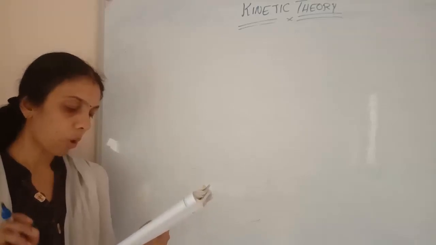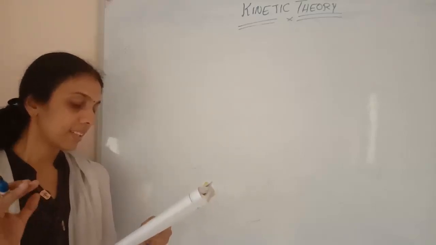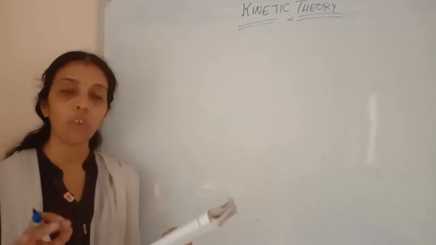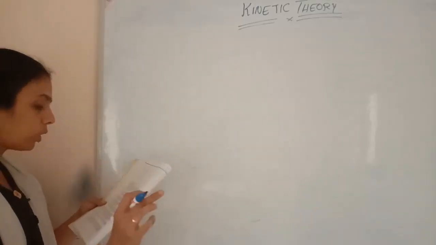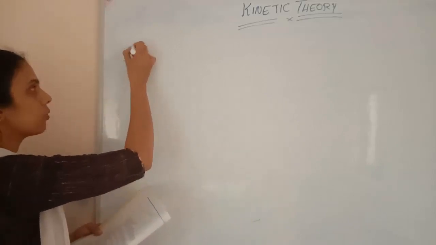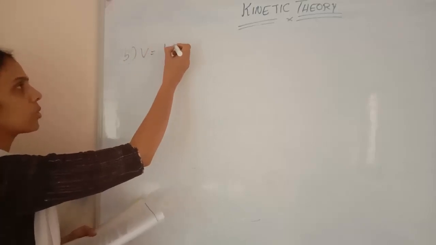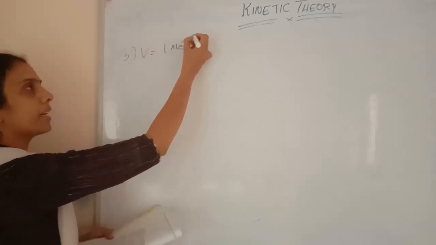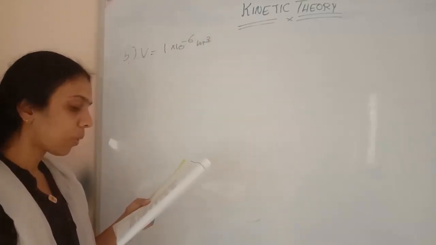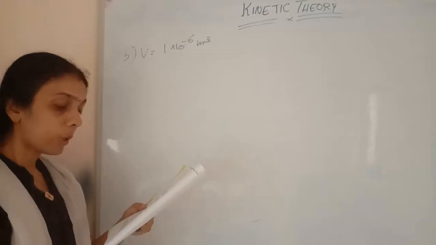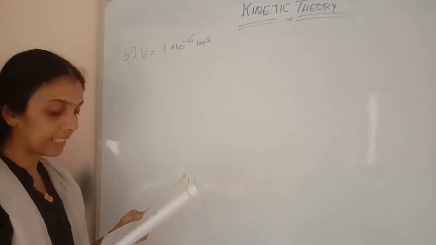To what volume does it grow when it reaches the surface, which is at a temperature of 35 degrees Celsius? An air bubble of volume 1 centimeter cube. So the volume is given as 1 centimeter cube, so 1 into 10 to the power minus 6 meter cube. It rises from the bottom of a lake 40 meter deep at a temperature of 12 degrees Celsius.